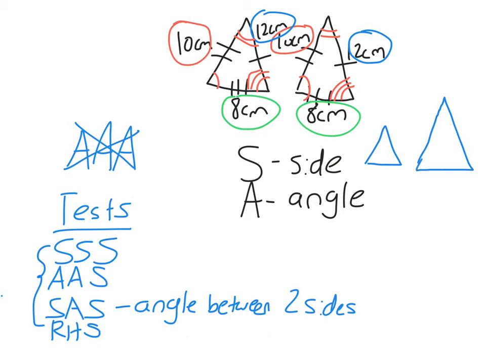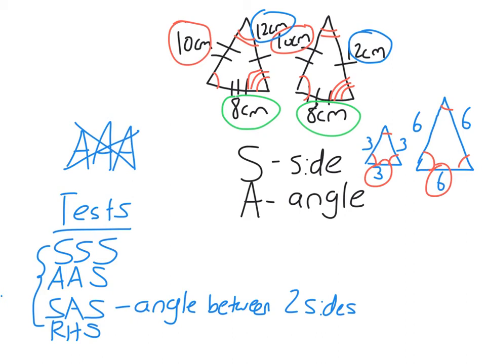So these are supposed to be equilateral. So let's say 6, 6, 6 and 3, 3, 3. Now, with any equilateral triangle, all angles inside are equal. They are all equal to 60 degrees. So these two triangles have three pairs of equal angles, but clearly they don't have any pairs of equal sides. So that's why AAA is not a test for congruence.